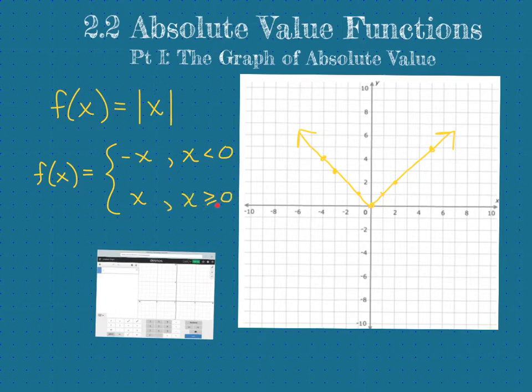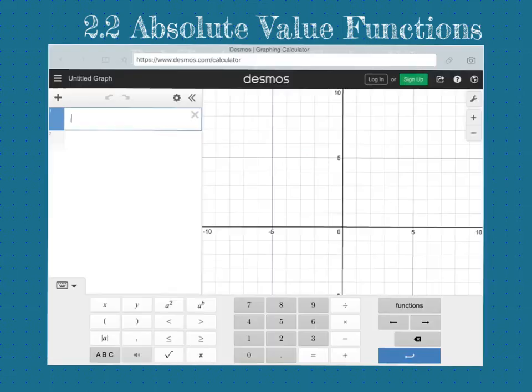Now, could we have put this "or equal to" up here as well because they do share that point? Sure. I just chose to put it here. So this is the technical definition of the absolute value function. It is technically a piecewise function of 2 lines, and they split right when x equals 0. So that is the definition of the parent function of the absolute value function.